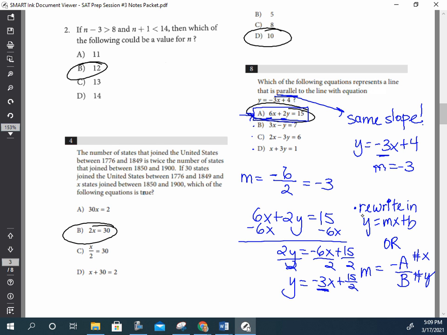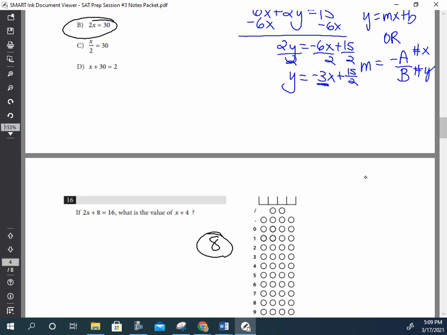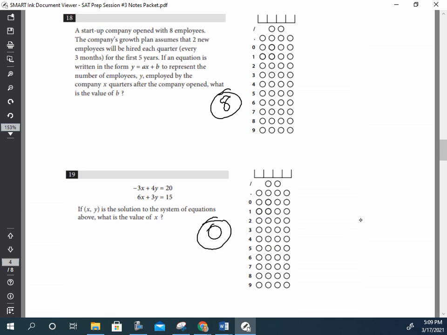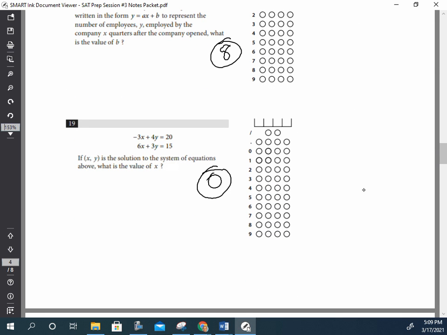And let's see here, you wanted 19, so let's go to 19. So 19, x comma y is the solution. What is the value of x? So for this particular problem, since you have a system and you are looking for x, we really don't care about y. Hence, get rid of it. So we have a 3 and we have a 4.